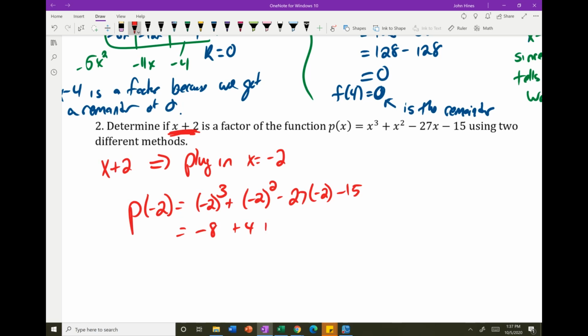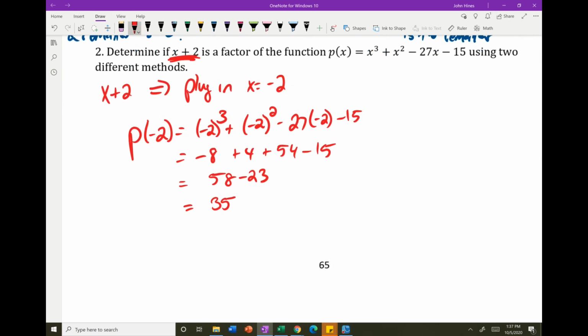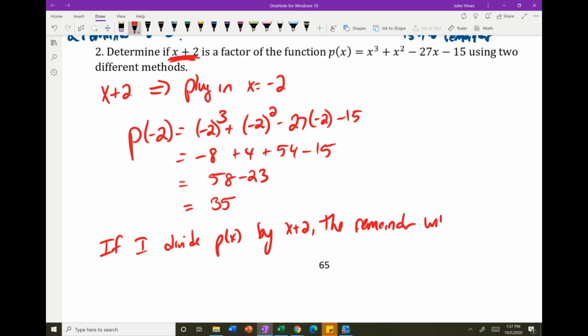Negative 8 plus 4 plus 54 minus 15. That gives me 58 minus 23. 58 minus 23 is 35. So what this tells me is, if I divide p of x by x plus 2, the remainder will be 35. I just found the remainder. The remainder will be 35.